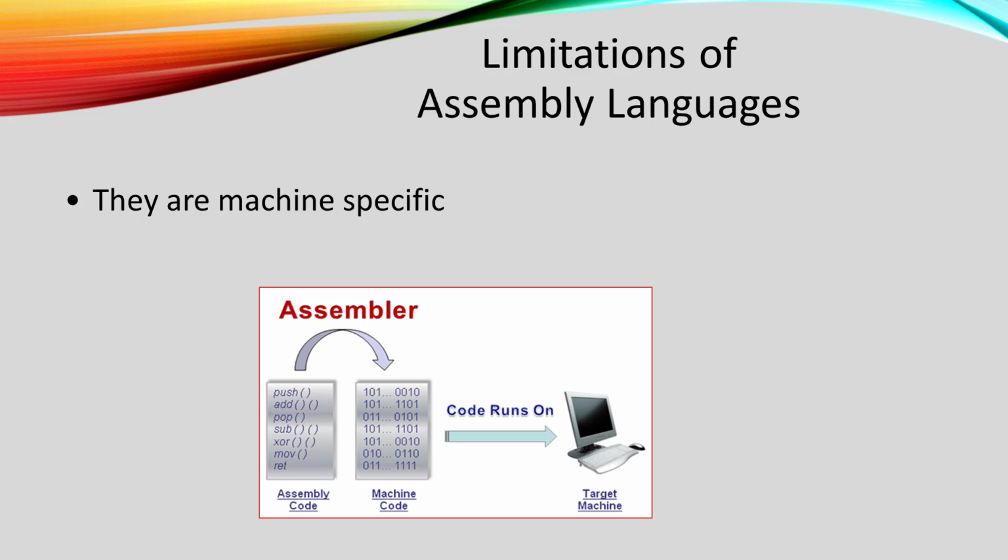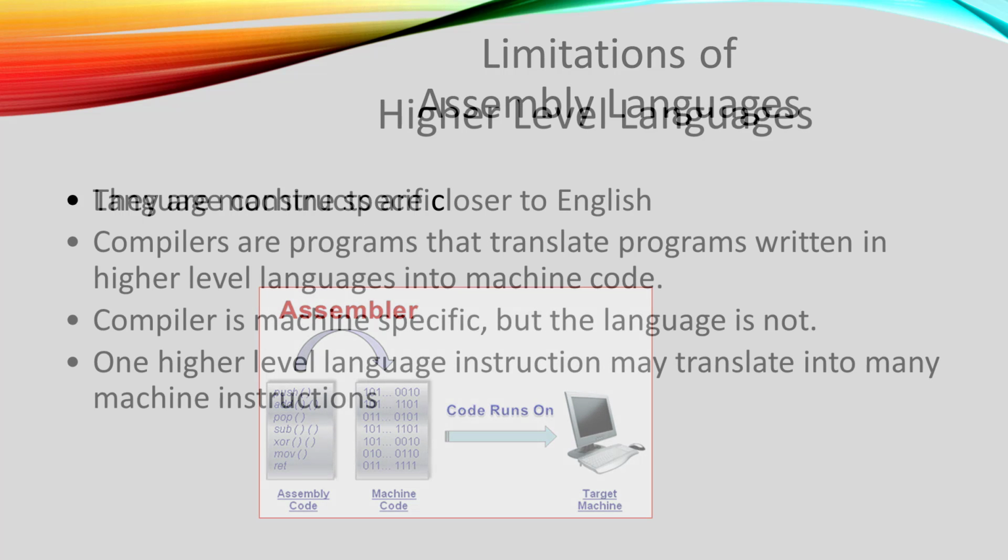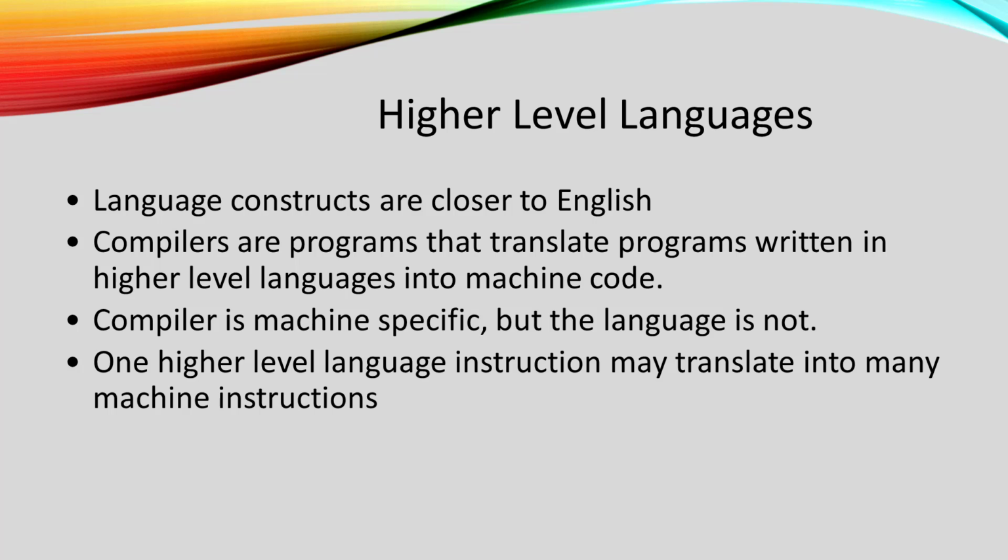While this is a distinct improvement over the ones and zeros of machine language, assembly code is machine-specific, and coding in assembly language requires intimate knowledge of the instructions the specific target machine understands. This means that code written for an Intel processor for your PC will not run on an ARM processor in your phone. After assembly languages, we developed higher-level languages.